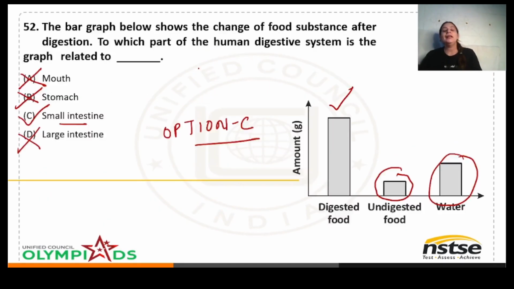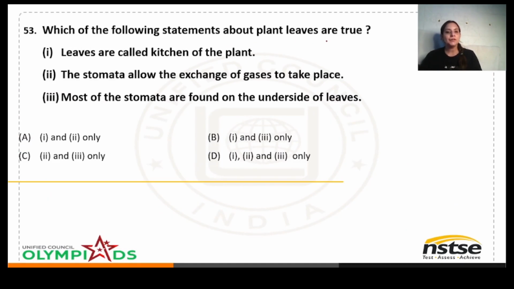Next question. Which of the following statements about plant leaves are true? First, leaves are called kitchen of plant. The stomata allow the exchange of gases to take place, and most of the stomata are found on the underside of leaves.